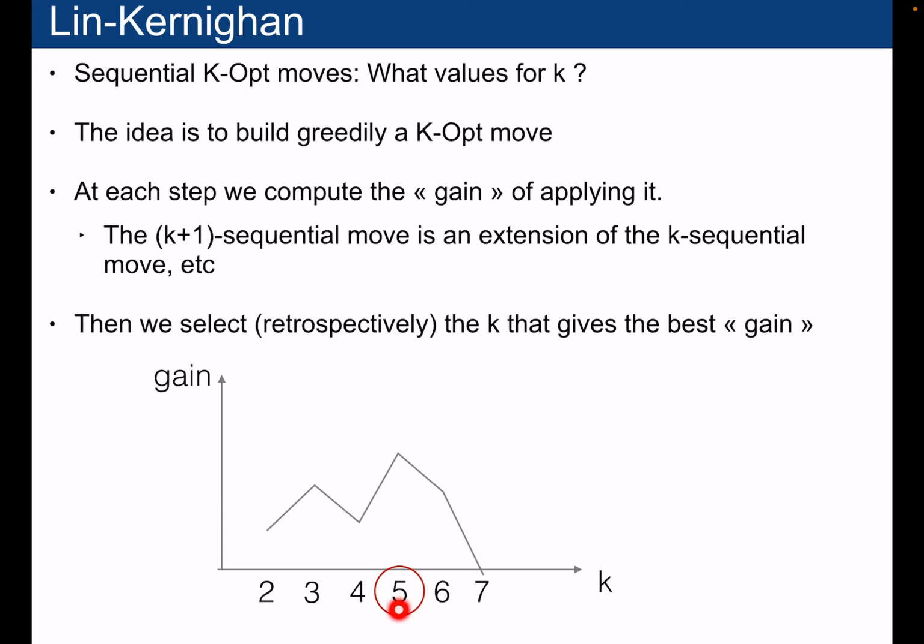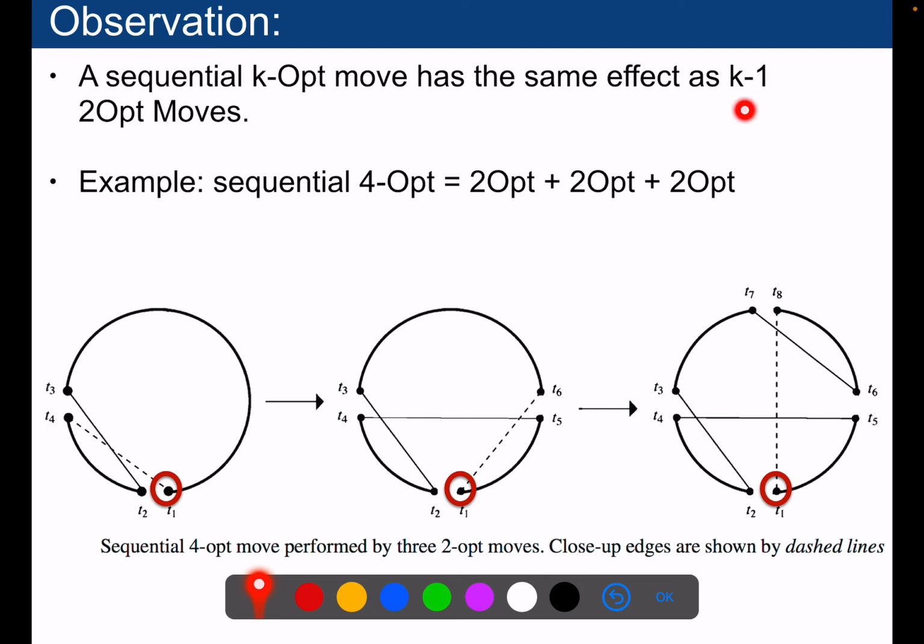So a sequential k-opt move has the same effect as k minus 1 2-opt moves. So a sequential 4-opt move is a combination of 3 2-opt moves, to make it more clear. So for instance, you want to apply that one. You remove, you include, you remove, you include. Clearly, if you just do one step, that's a single 2-opt move, right? This is one 2-opt move. But then if you want to continue this step, you need to add an edge, then you remove, and then you add it again and close the tour, possibly.